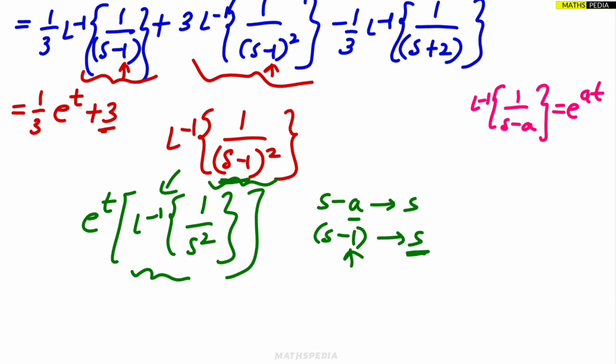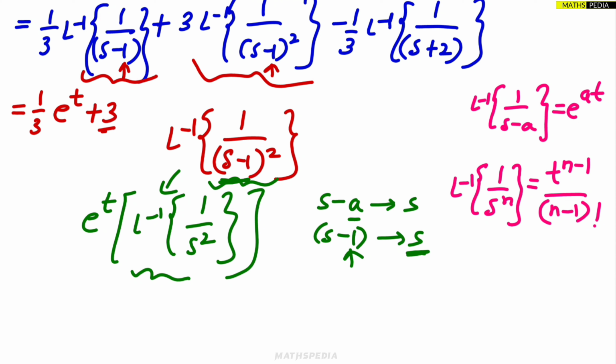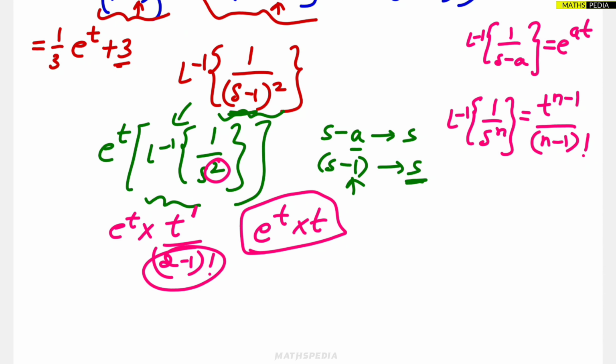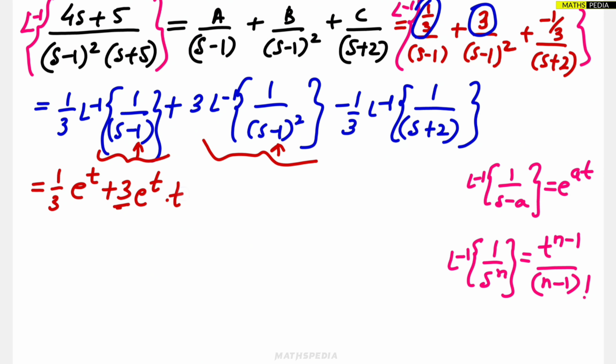Now what is the Laplace inverse of 1 by s square? You might have studied the formula that the Laplace inverse of 1 by s power n is t power n minus 1 by (n minus 1) factorial. Here e power t stays as it is, and the n value is 2, so it will be t power 2 minus 1, which is t power 1, over 2 minus 1 factorial, which is 1 factorial, and that is 1 itself. So e power t into t. We substitute this value over there: e power t into t, minus 1 by 3 as it is.